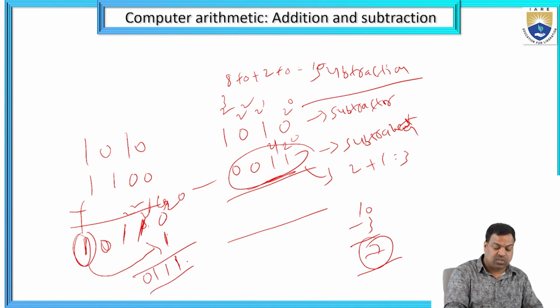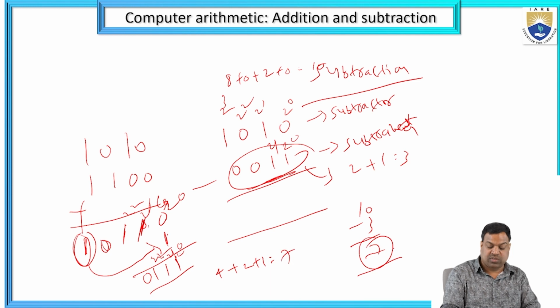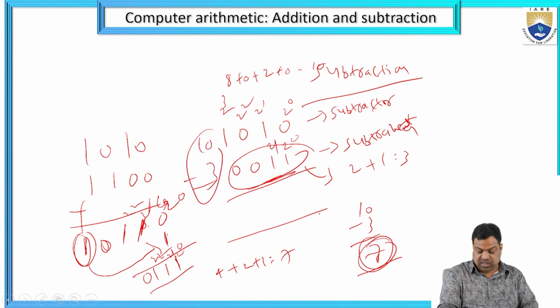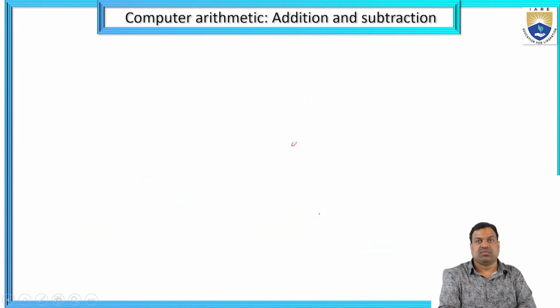Now what is the value? 2 power 0, 2 power 1, 2 square. 2 square equal to 4 plus 2 plus 1. How much now? 7. Are we getting 7? Yes. So 10 minus 3 also 7. Here also 10 minus 3, 7. But here what I applied? Here I applied 1's complement for this one.